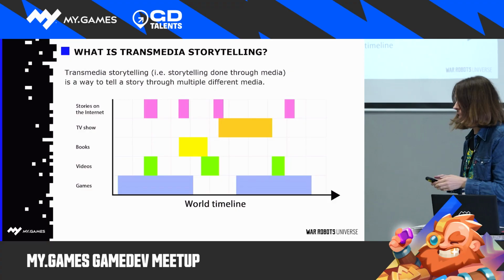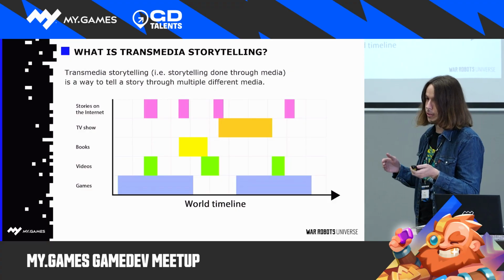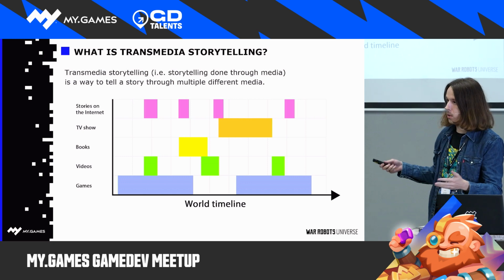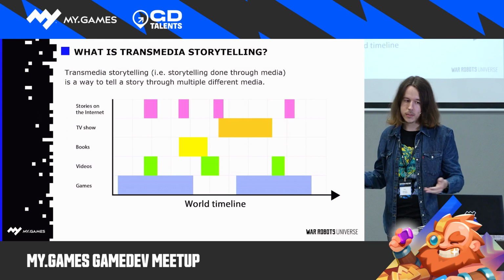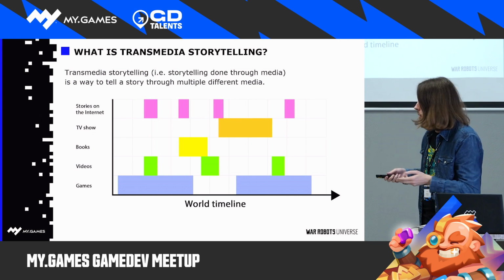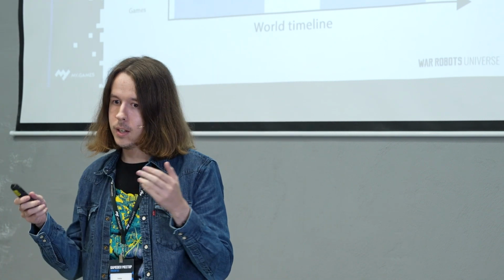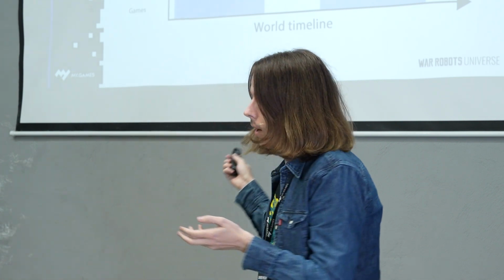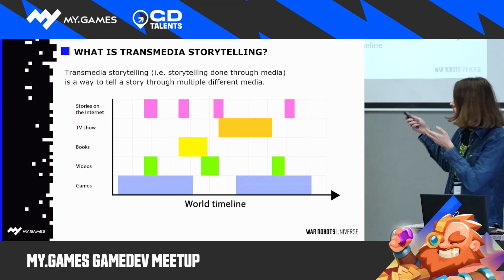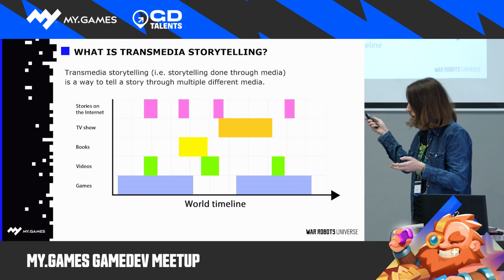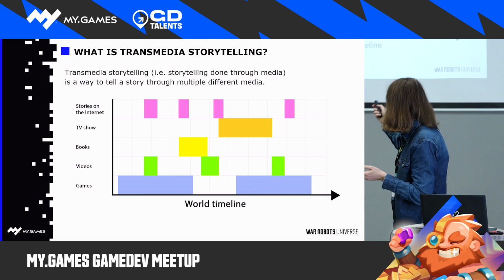So transmedia storytelling is a way to tell story when you use several different media to create one big fictional world or one big story. The important thing about it is that each medium in this storytelling has its own place in your full story. You can think of it as this graph, when on the world timeline there are different products that have their own place in it.